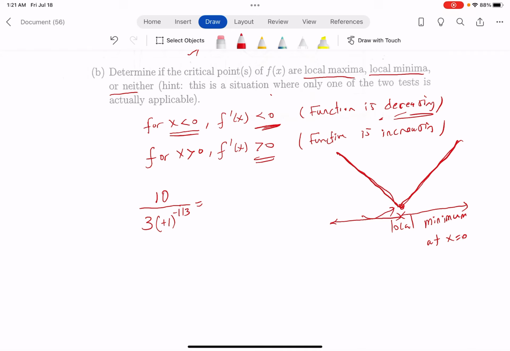How about if it was increasing first when x is less than 0, and then decreasing? That's going to be a local maximum. But that's not true here. Here it has a local minimum at x equal to 0. And that is the conclusion of this problem.